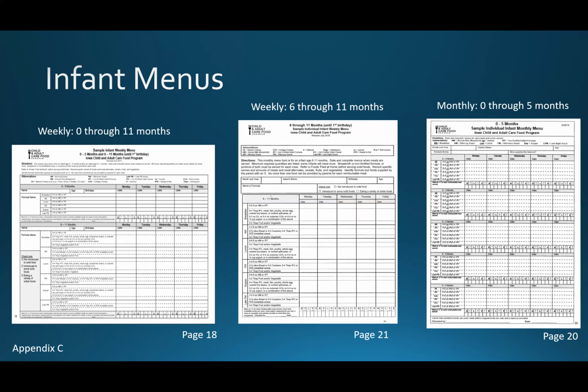Two different weekly menu forms are available, one for all infants 0 through 11 months old, and the other for infants 6 through 11 months old. A monthly infant menu form for infants 0 through 5 months may also be used. Ask your supervisor what form to use at your center.